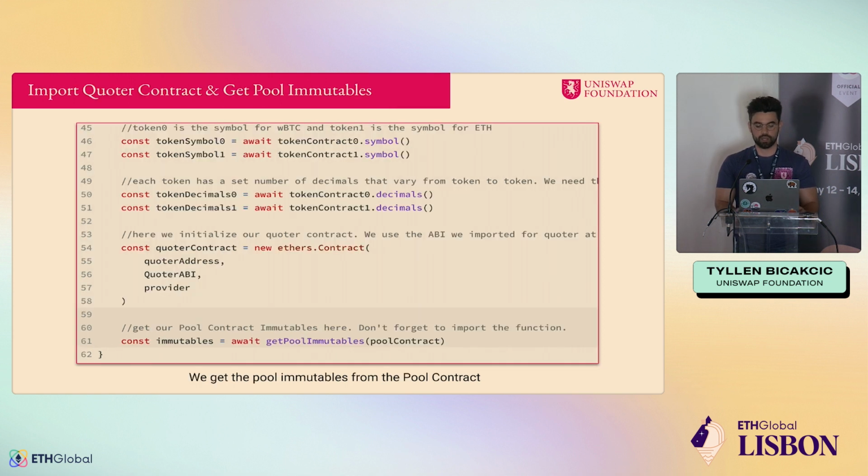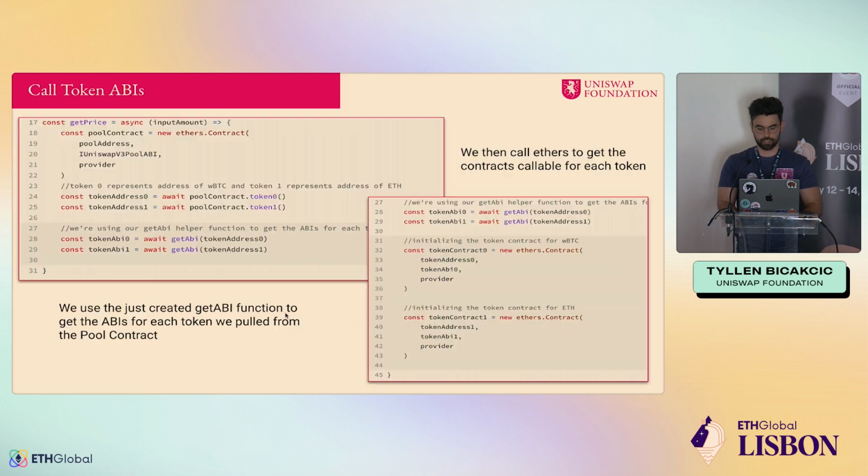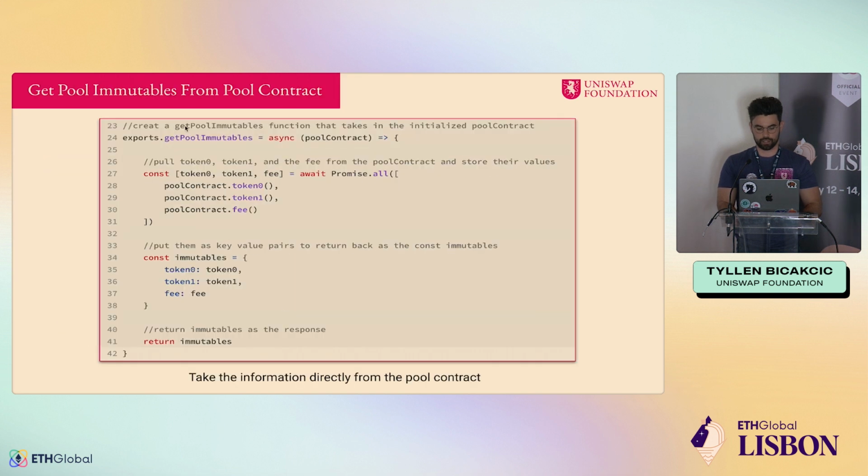So we get the symbols, we have the decimals. Now's the time where we use our quoter contract. Our quoter contract is going to be used to get the quotes for the prices, and then it'll be used in our calculations as well. So we have our helper function that we did earlier, which was right here, get our pool immutables.